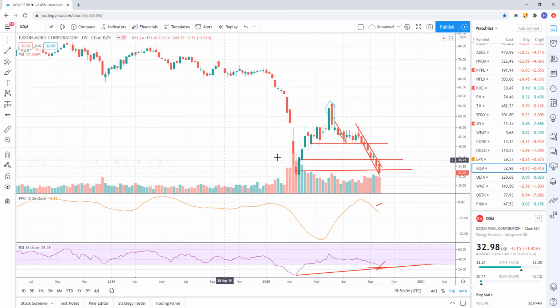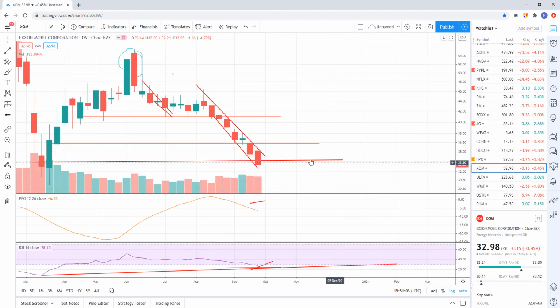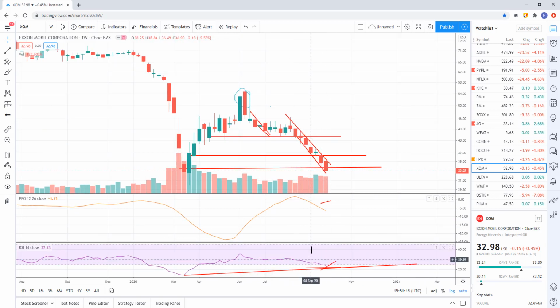So that would be something I'm looking for. I don't want to look at the hourlies and stuff, but you have this down channel. So a break of the down channel would be really what you'd be looking for once you get that positive divergence in the indicators. So looking for positive divergence to set in, and then we'll look for signs on the shorter time frame charts of breaking resistance levels, and then we'll jump in long.